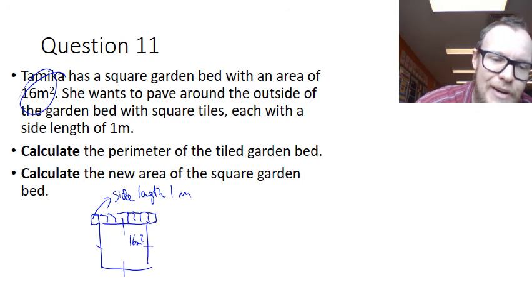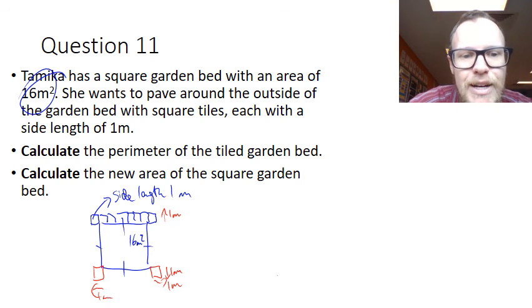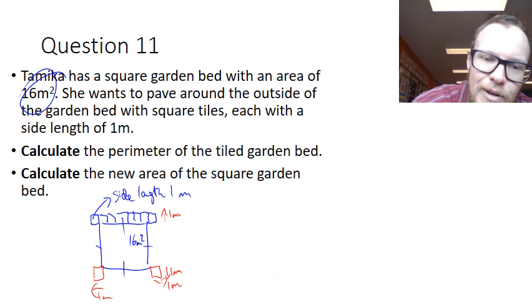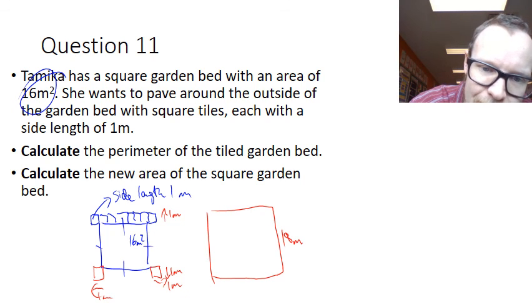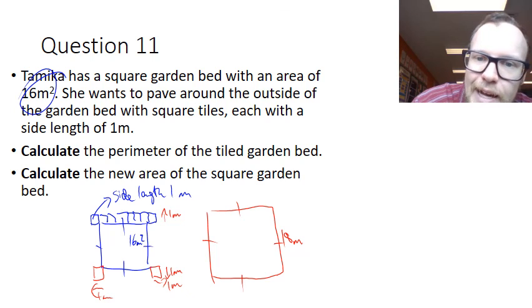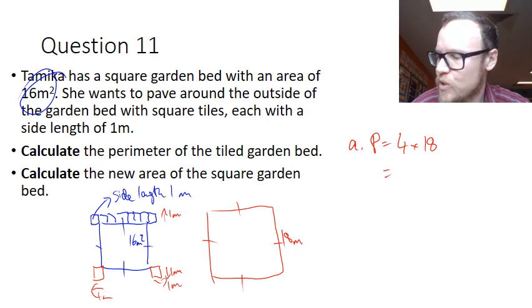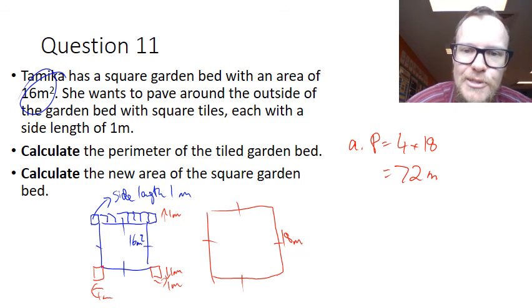So the perimeter of the tiled garden bed, we need to remember here that we've added on tiles all the way around. So we've added on an extra metre here and an extra metre here, 1 metre here, an extra metre here, and an extra metre here. So how much have we actually added on to our garden bed? Well, we've added on 2 metres either side. So that makes our new square 18 metres by 18 metres. So we're asked for the perimeter of the tiled garden bed. That means we're looking at A being perimeter is 4 times 18. So 4 times 18 means the new perimeter of our garden bed is going to be 72 metres all the way around.